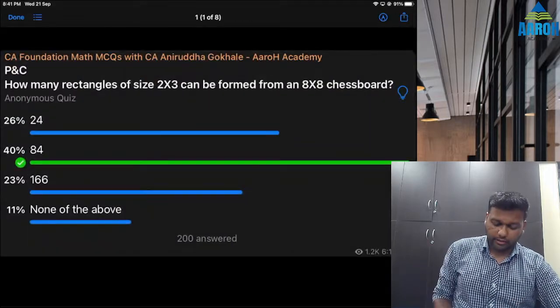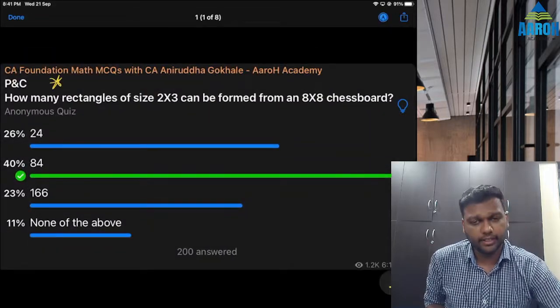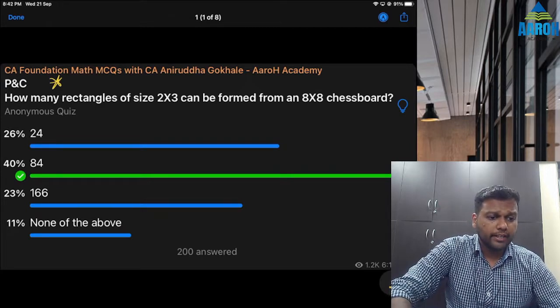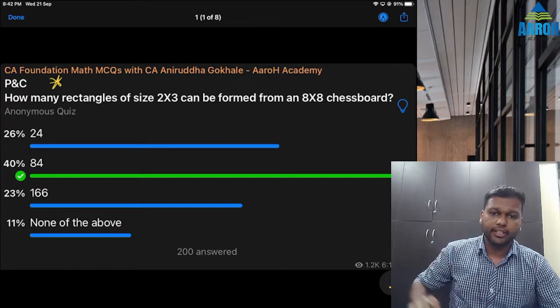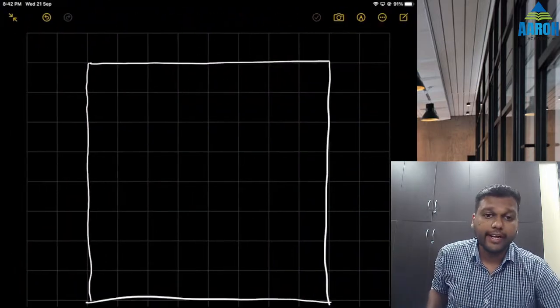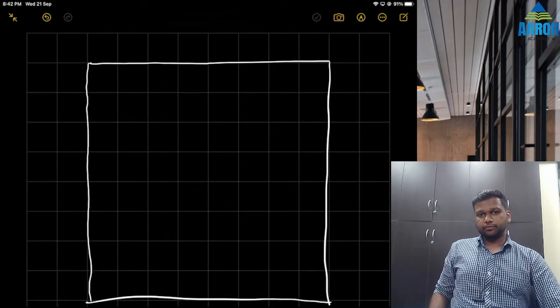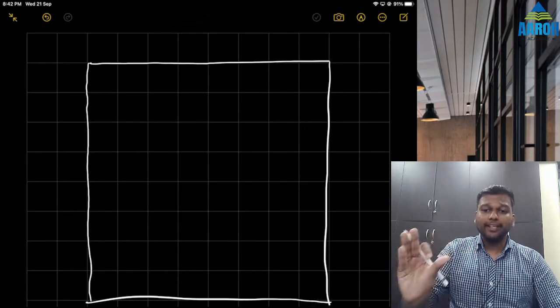Question 1. Now this is a very good question. Note it, understand it carefully. How many rectangles of size 2 by 3 can be formed from an 8 by 8 chessboard? I have already drawn an 8 by 8 chessboard. A chessboard is made up of small squares, right? Now we want a 2 by 3 rectangle.